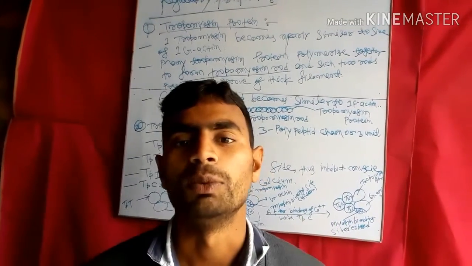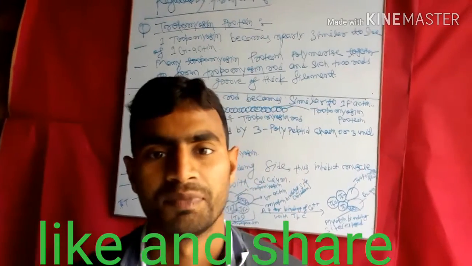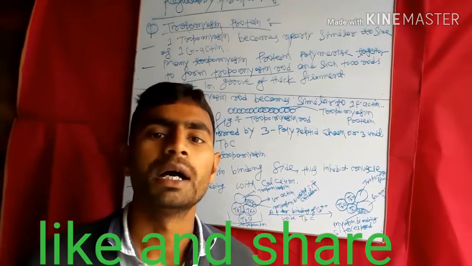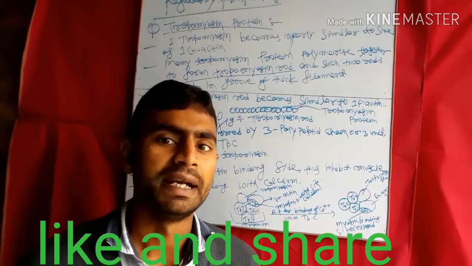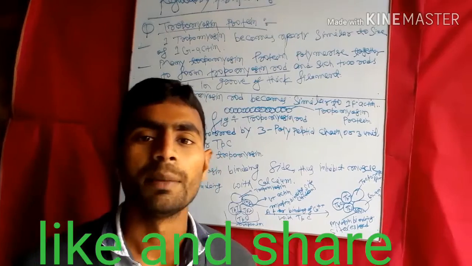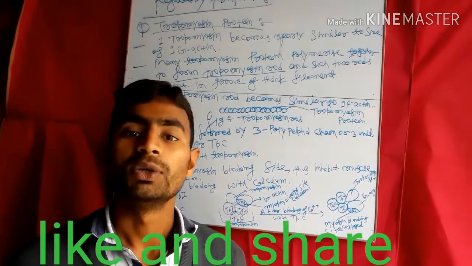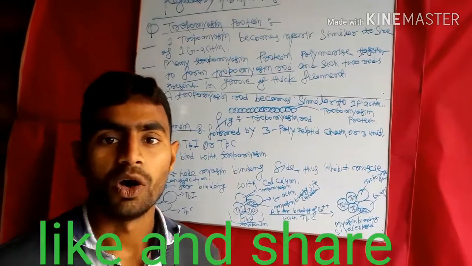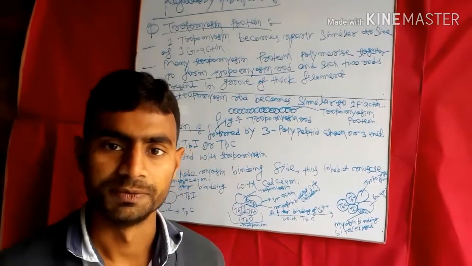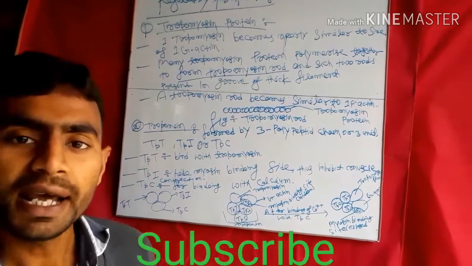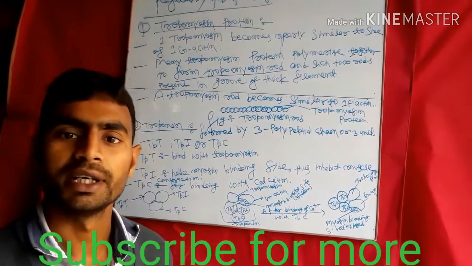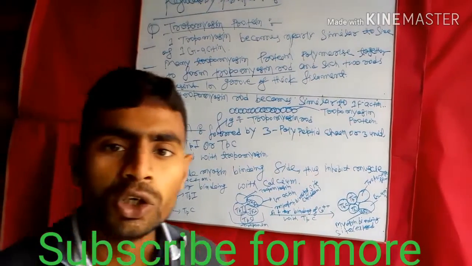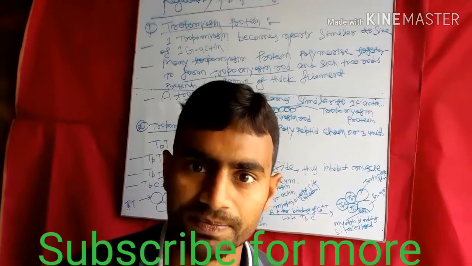This is the second lecture of locomotion and movement. In the first lecture, we studied the filaments, which are of two types: thick filament and thin filament. But today's topic is the regulatory proteins of the myofilaments. The first regulatory protein is tropomyosin.